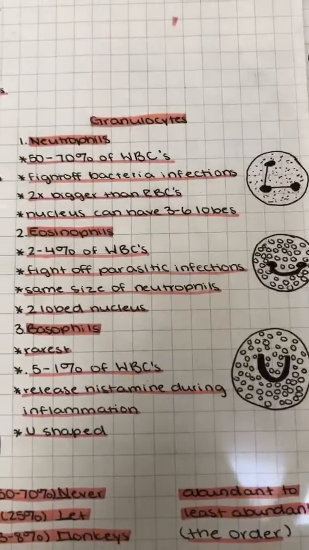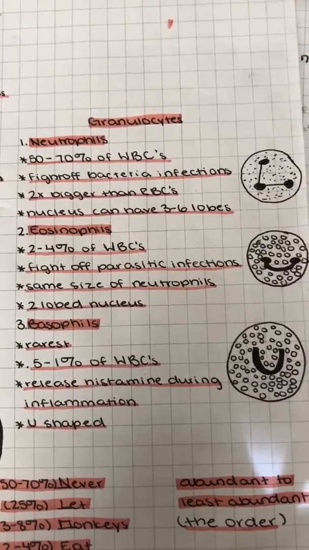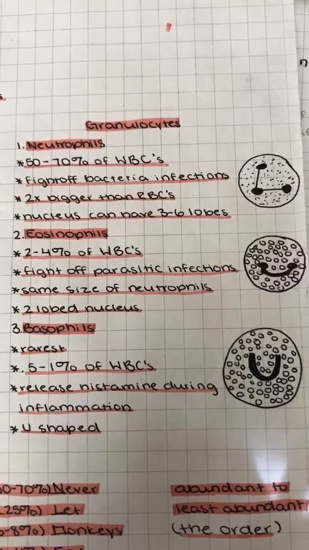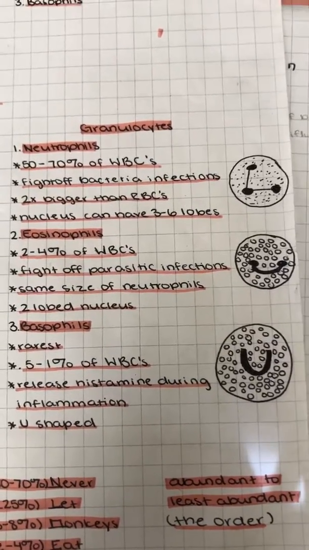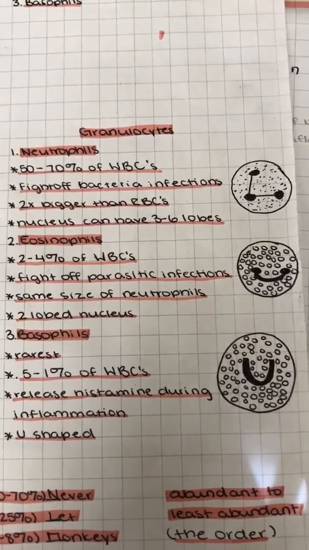So these 3 are going to be your granulocytes. And they're going to have granules. And they all end in phils. And make sure you know their number range and what their job is to do.